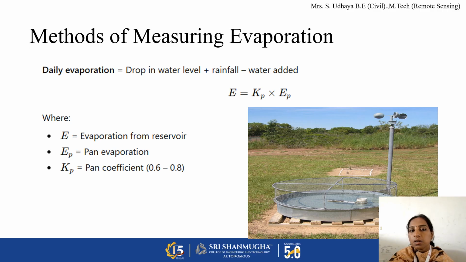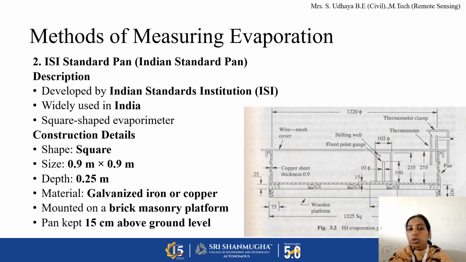Here we can measure the amount of evaporation using this formula: E is equal to Kp into Ep. Kp is the pan coefficient, and its value ranges from 0.6 to 0.8. So using the amount of water evaporated from a known volume, we can measure the lake evaporation by using the coefficient. The next advanced version of evaporimeter is the ISI standard pan.